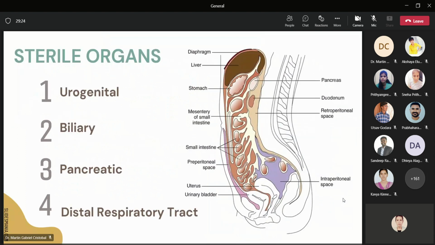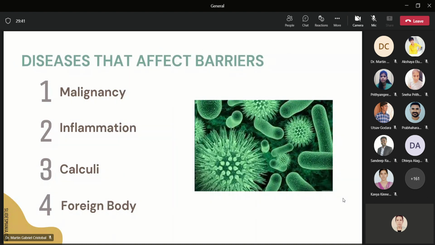So next, we have sterile organs in the body. First, we have urogenital, biliary, pancreatic, and distal respiratory tract. Normally, these organs have no commensal organisms and are considered sterile. So what are the diseases that affect host barriers? First, we have malignancy. Next is inflammation. Next is calculi or stones. And lastly, foreign bodies, which can introduce bacteria from an external source like a urinary catheter or aspiration of food particles.